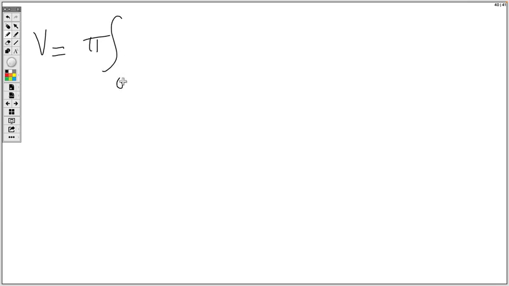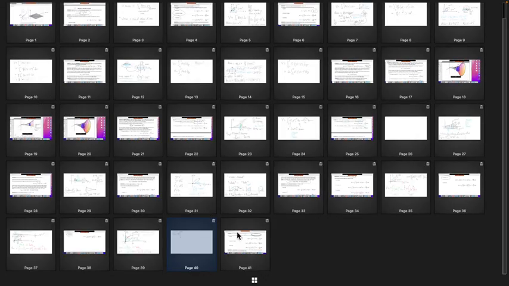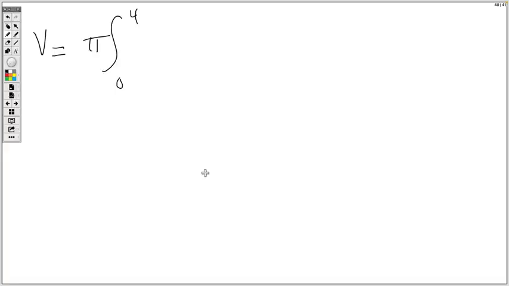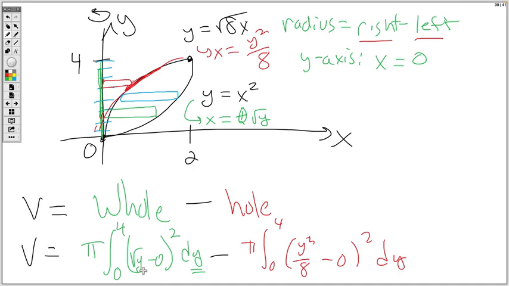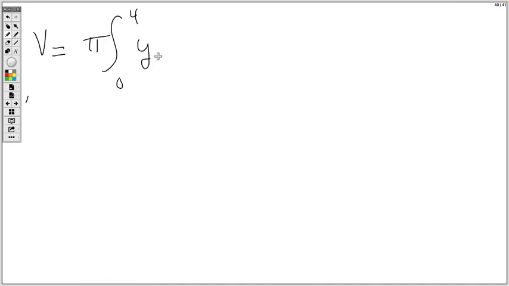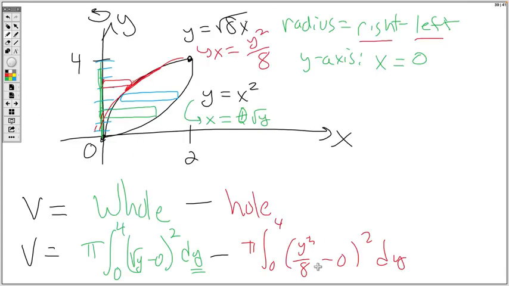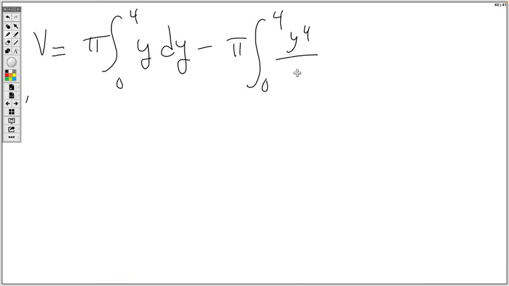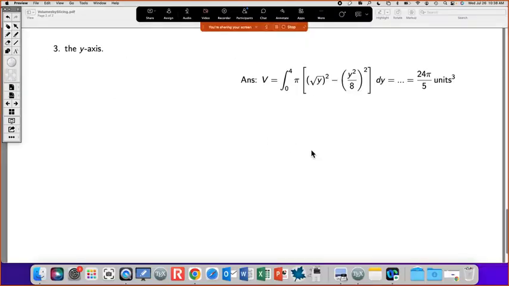Volume would be pi integral 0 to 4. And once again, don't be surprised, I think we do this on the handout too, just to get you used to it. So this would be root y squared, which would just be y, dy, minus pi integral 0 to 4. What's y squared squared? This is y to the 4th over 64 dy, and then whatever that works out to be. Okay? You see what's happening or not, folks?